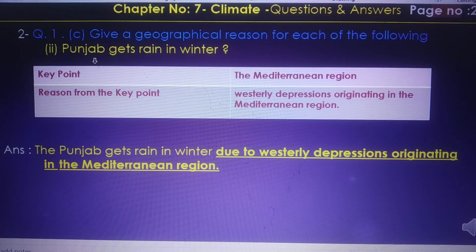And question number 2, Punjab gets rain in winter. Here, what is the key point? Key point is the Mediterranean region. Reason for the key point: westerly depressions originating in the Mediterranean region. Based on the key point, we make a sentence. What is the answer? Punjab gets rain in winter due to westerly depressions originating in the Mediterranean Sea.